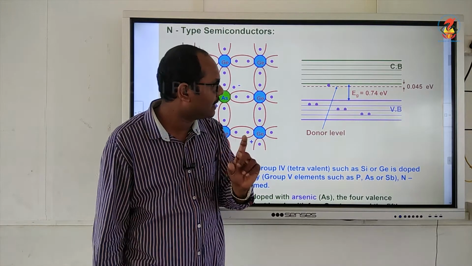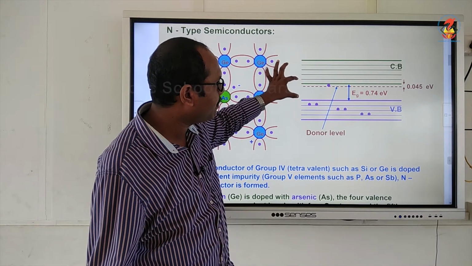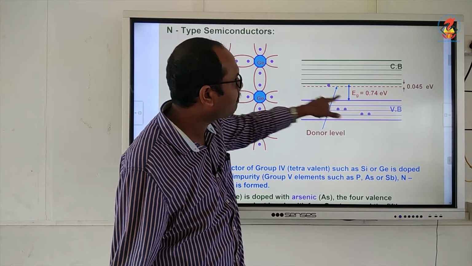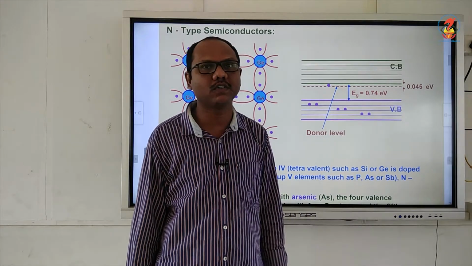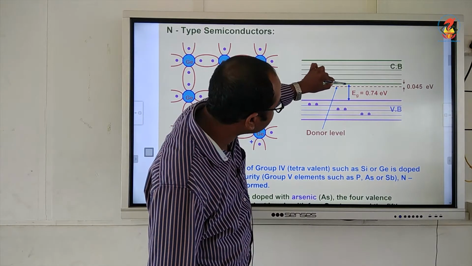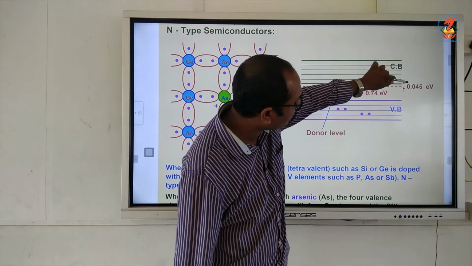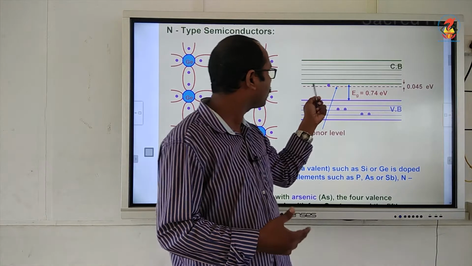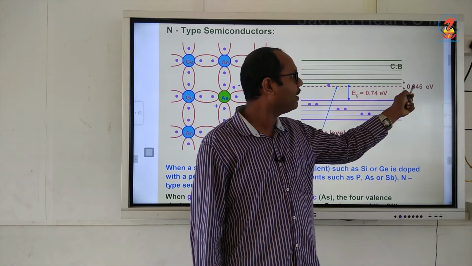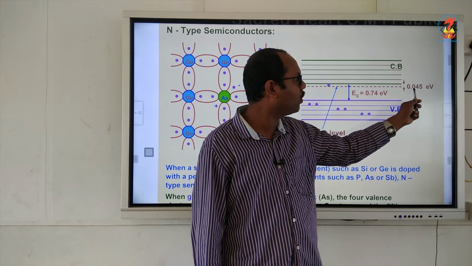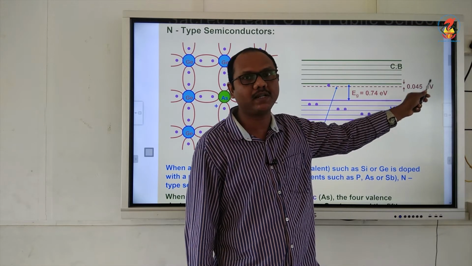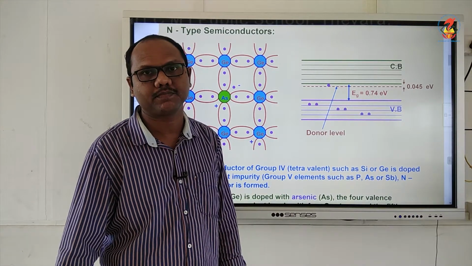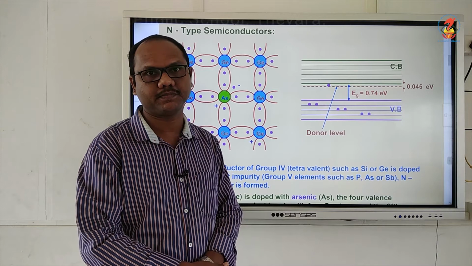And we have already studied the forbidden energy gap between the valence band and conduction band. That means this energy gap. This energy gap is 0.74 electron volt for germanium. Now you just see this energy gap. This gap is very small, which is 0.045 electron volt. So as I told, if there are electrons lying here, a very small energy of the order of 0.045 electron volt is required for those electrons to jump into the conduction band and become free electrons.